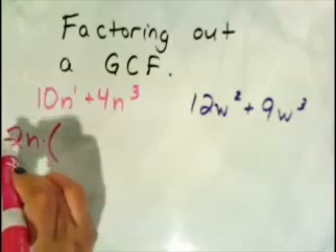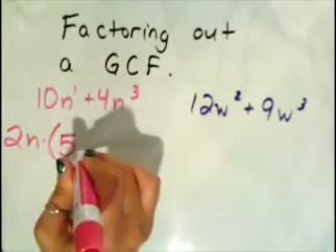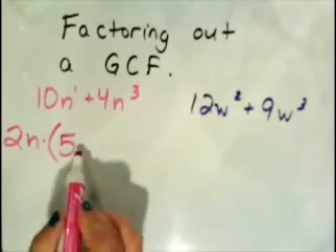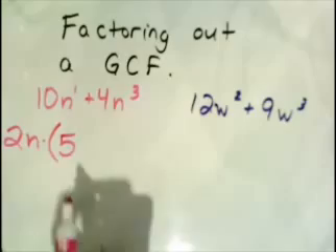So individually, I'll say 2 times what would give me 10, so it must be 5. And then n times no more n's would give me n to the first, right? If I put 1 here, I'd have n squared. So be careful. We don't have to multiply by any more n's to get 1.